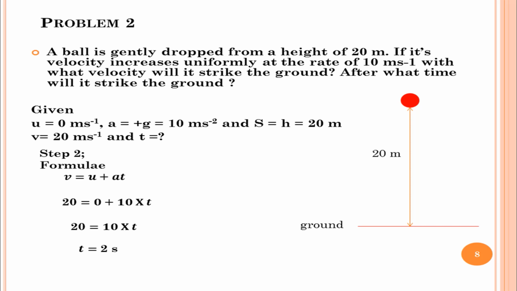Hope you all understood this problem. Let's once quickly revise what we discussed today. At the starting, we discussed the equations of motion, uniform acceleration, and an example for uniform acceleration, that is acceleration due to gravity, and the sign convention which is used for acceleration due to gravity. Finally, we discussed some problems to understand the concept better.